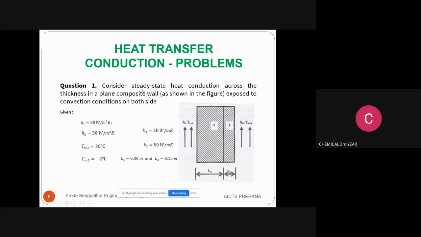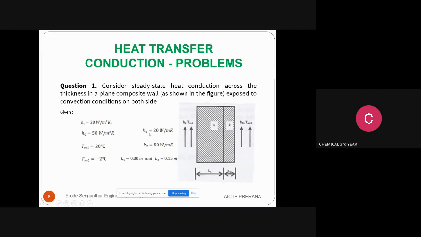Once again I repeat the question: consider steady state heat conduction across the thickness in a plane composite wall, as shown in the figure, exposed to convection conditions on both sides. So both sides we have convection conditions, and here they have given the data. hi, the individual heat transfer coefficient at the entrance point, is 20 watt per meter square Kelvin. h naught, again an individual heat transfer coefficient at the exit point, is 50 watt per meter square Kelvin. The temperature at the entrance point is 20 degrees Celsius, and at the exit point it is minus 2 degrees Celsius. So the temperature while touching the solid body is 20 degrees Celsius, and after passing through, on reaching the exit point, it reaches minus 2 degrees Celsius.